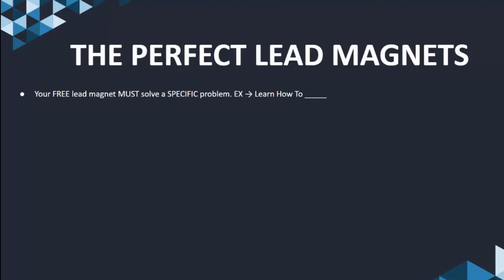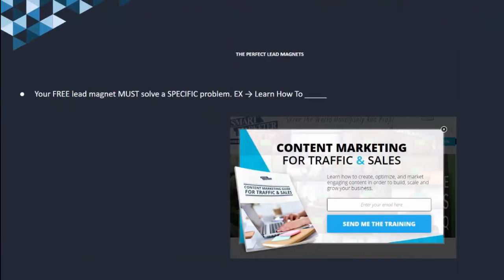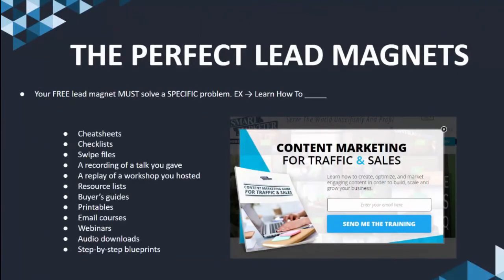A good example of this is a lead magnet that says learn how to accomplish, achieve, or do X, right? Let me give you an example of the different things we can use for a lead magnet and how a lead magnet typically looks. A lead magnet can be a cheat sheet, a checklist, a swipe file, a recording of a talk that you gave, some sort of training, resources that you may have, maybe a buyer's guide, some kind of email course, whatever that may be, right?